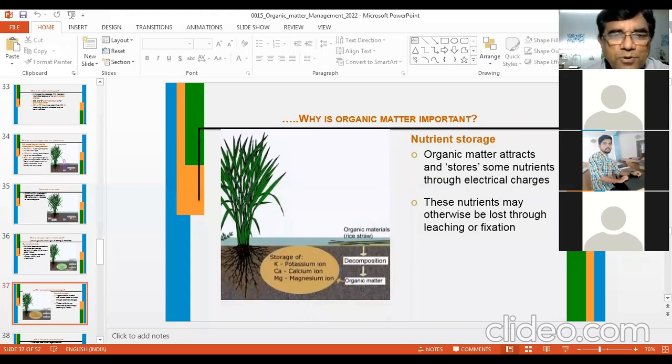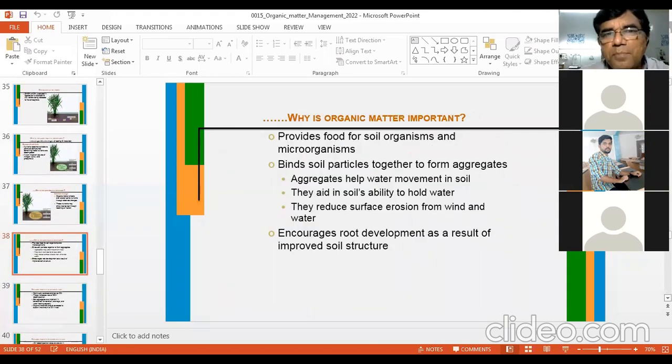This humus is also organic matter, and it can store certain nutrients like potassium, calcium, magnesium, and other nutrients, acting as a chelating agent. Now, third important, there are many more roles of organic matter. It provides food for soil organisms and microbes. So multiplication of microbes is helped by organic matter because it is food.